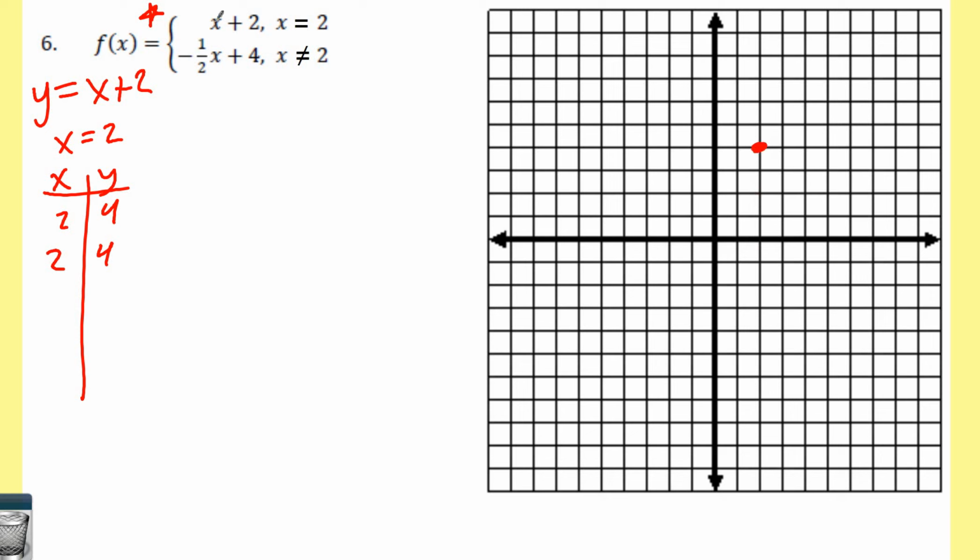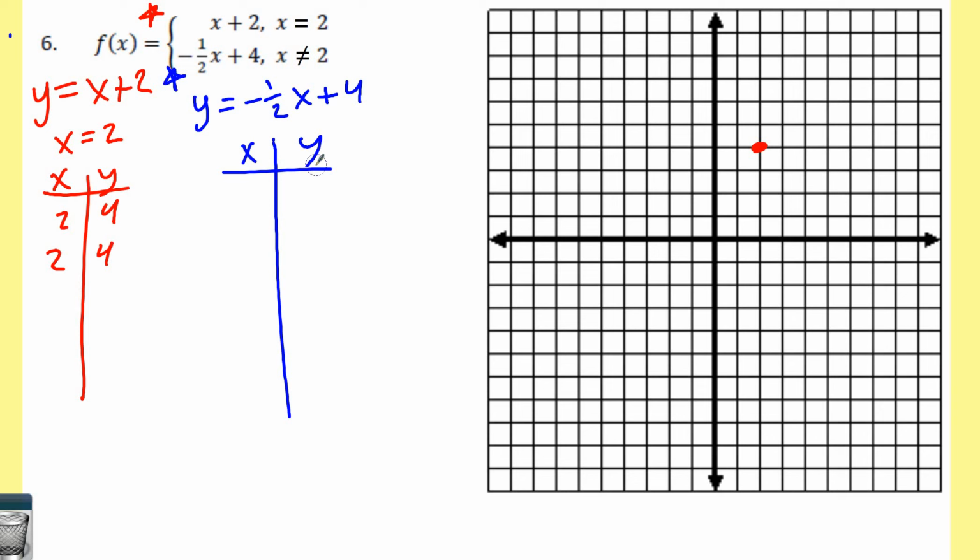Okay. Now let's do the bottom one. So we get y equals negative 1/2 x plus 4. That's everywhere where x doesn't equal 2. So when I plug in my values, I can plug in 0, I can plug in 1. I'm going to skip 2 and go to 3 and 4. But again, think about it. Can I plug in 1.5? Yes. Can I plug in 2.22222? Yes. So I can plug in everything close to 2. Just not 2. So it's not going to equal 2, so I'm going to leave a hole there.